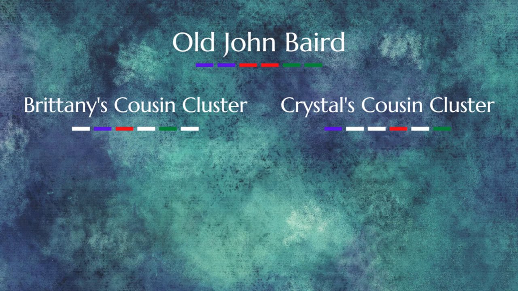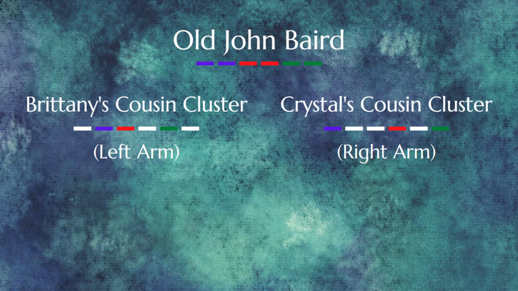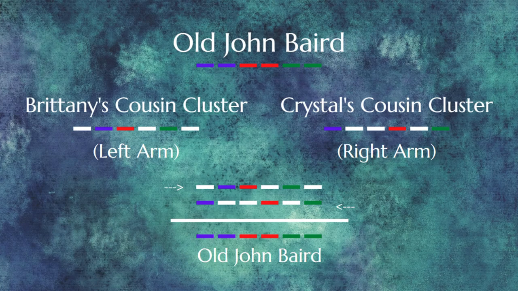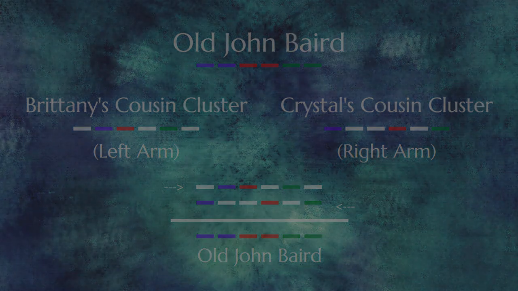The answer was simple. Random inheritance. She inherited some segments from Old John, while I inherited others. To visualize it, she inherited Old John's left arm, while I inherited his right arm. Put us together, and we've found both of Old John's arms. And it's here that you begin to see the foundation of the Lazarus tool over at GEDmatch.